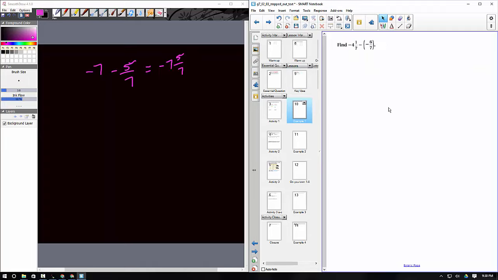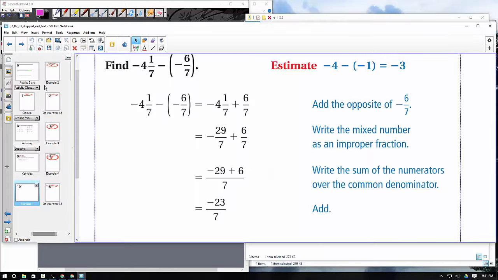So if I have negative 4 1/7 minus negative 6/7, again, these two here become a positive, right? So you basically have negative 4 1/7 plus 6/7. I would probably change these to improper fractions. So this would be negative 29/7 plus 6/7, so negative 23/7.